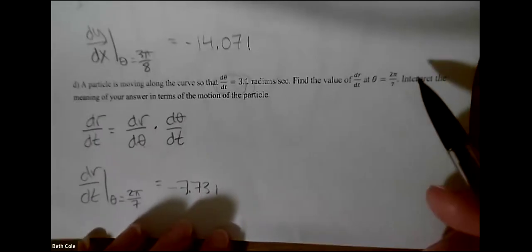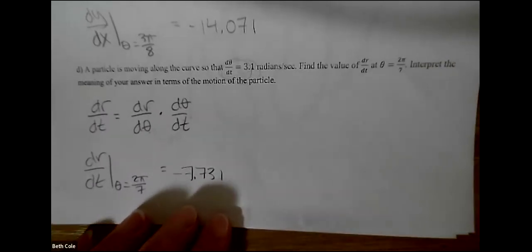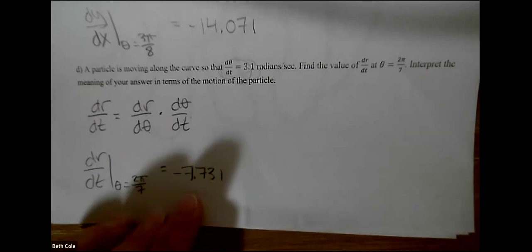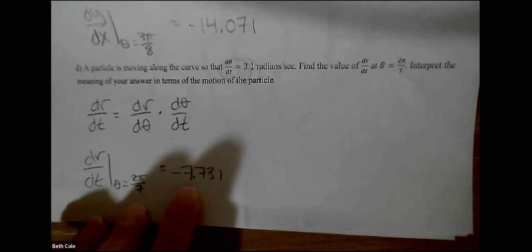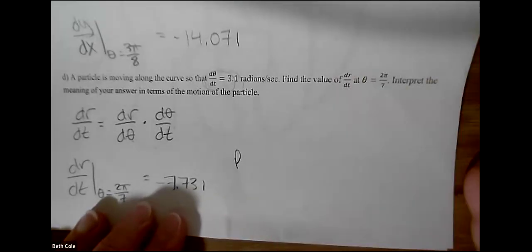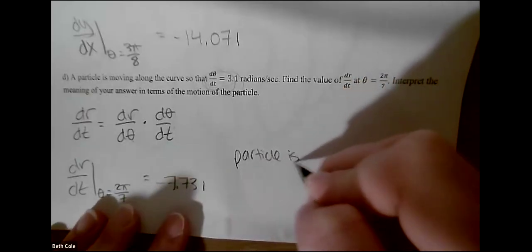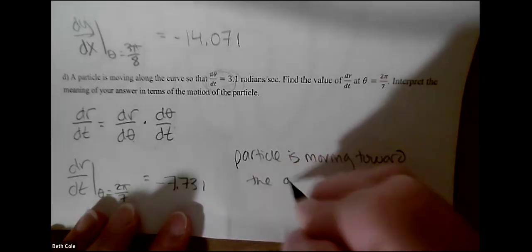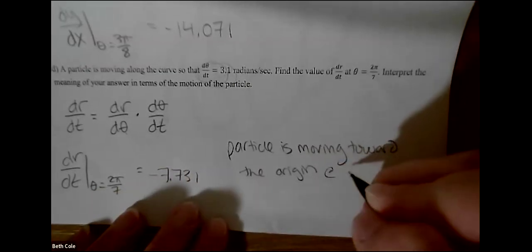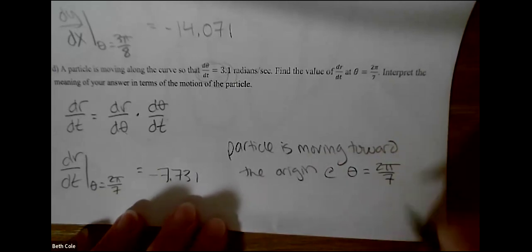And then it asks us to interpret that. So since that's negative, well, here, let me start at the beginning. R is the distance from the origin. So if we find the rate of change of R, if that's positive, your particle is moving away from the origin. If it's negative, your particle is moving towards the origin. It's kind of like going away from home and then coming back towards home. So since this is negative, our particle is moving toward the origin. Or you can call it the pole, since we're doing polar, at theta equals 2 pi over 7.